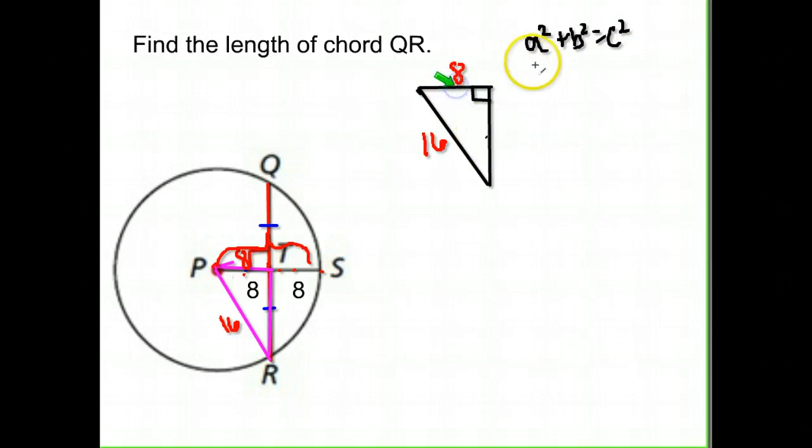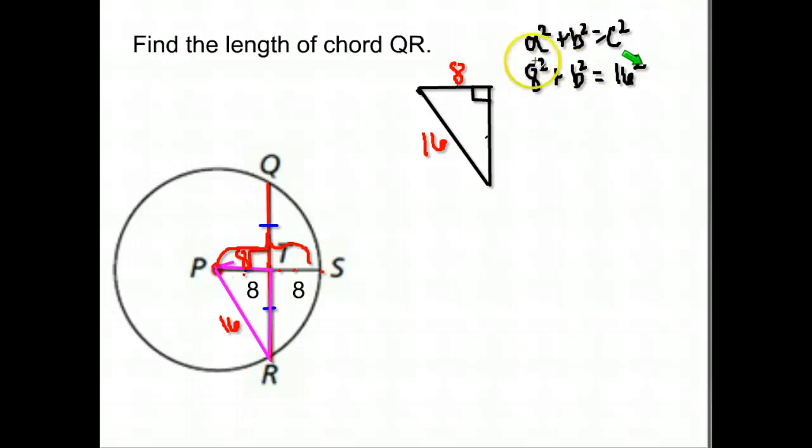So this would be my a, would be 8. The b would be the side I don't know. I'm just going to call it b for now. And the c is always the hypotenuse, that longest side that's always across from the right angle. So my c in this case is 16. Hopefully we remember using the Pythagorean theorem.